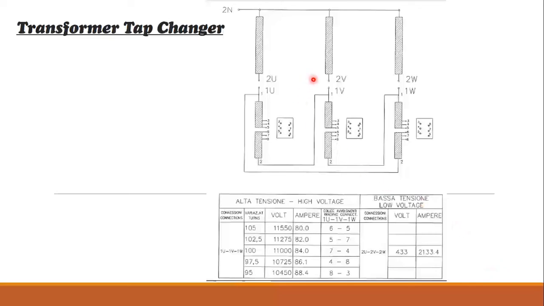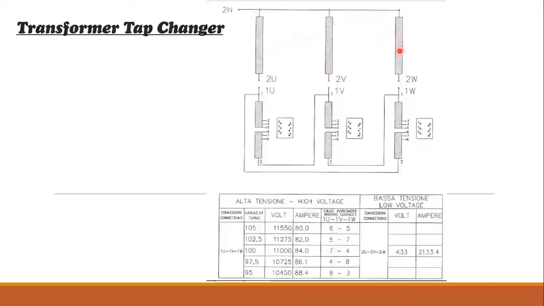So on the screen you can see a diagram and a table. This is a typical tap changer diagram you will find on a transformer. This is a distribution transformer with a simple tap changer diagram. On the power transformer you will find a very complex and long list of tabulated values for the tap changer. So this is for the small distribution transformer.